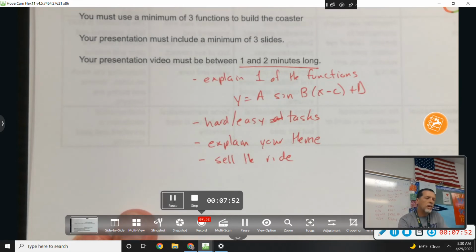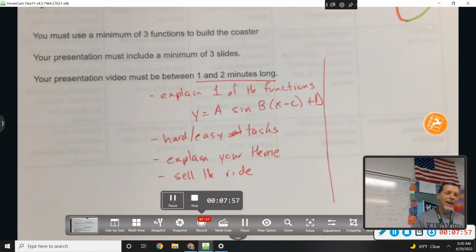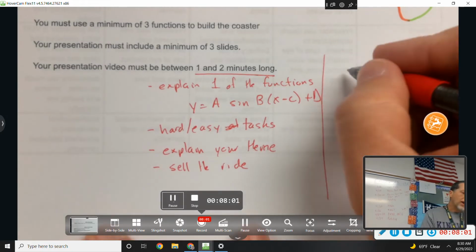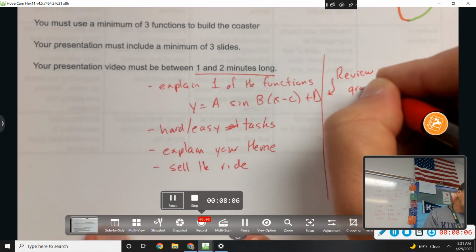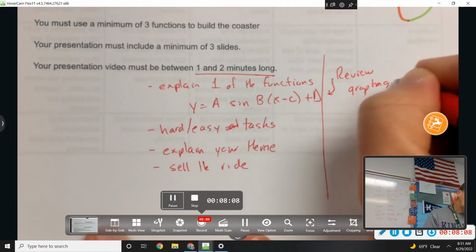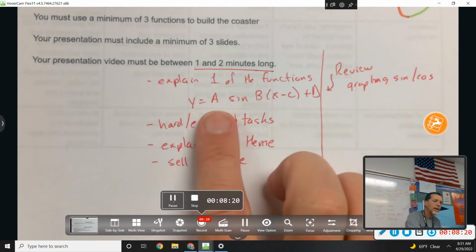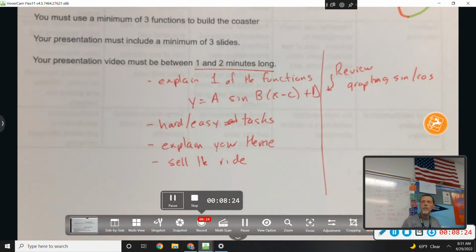On the equations, it's probably best to not just play guess and check on Desmos. It's probably best to go back and review graphing trig functions, graphing sines and cosines. You may think it's quicker, like I'll just guess and check. It's quicker to get started that way, but in the long run it takes a lot longer. So you want to go back, spend a few minutes reminding yourself what each of those pieces do, and then play with Desmos.